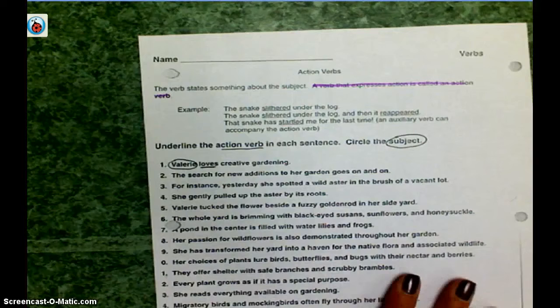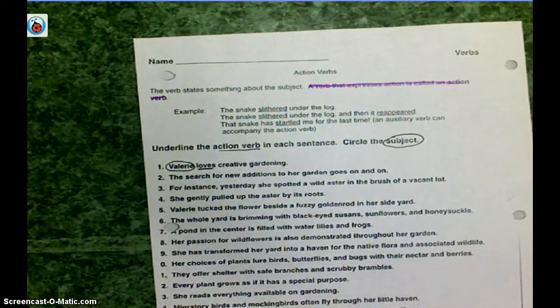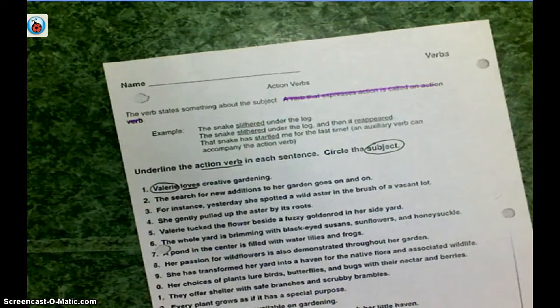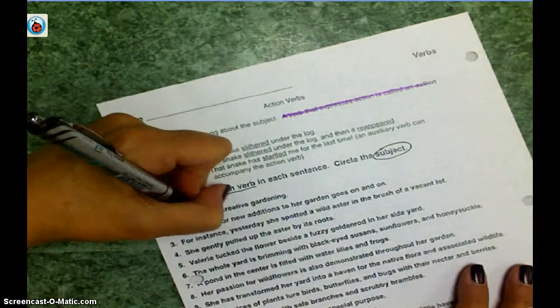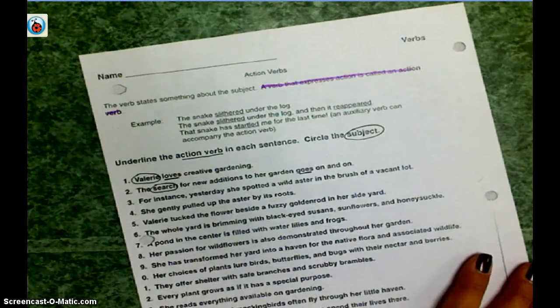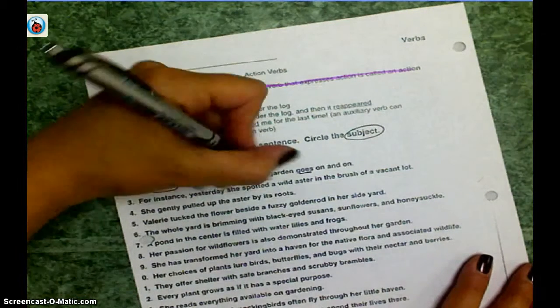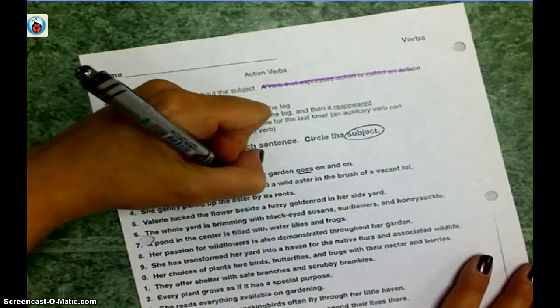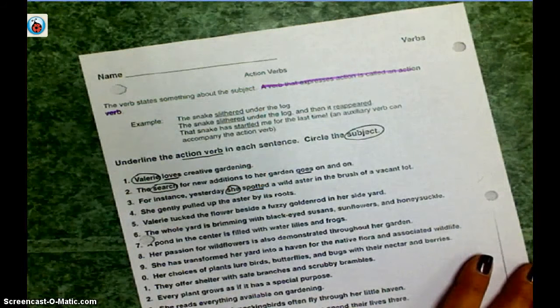Okay, number 2, the search for new additions to her garden goes on and on. Who or what did it? Search. What did it do? The search goes on and on. For instance, number 3, yesterday, she spotted a wild aster in the brush of a vacant lot. Who or what did it? She. What did she do? She spotted.